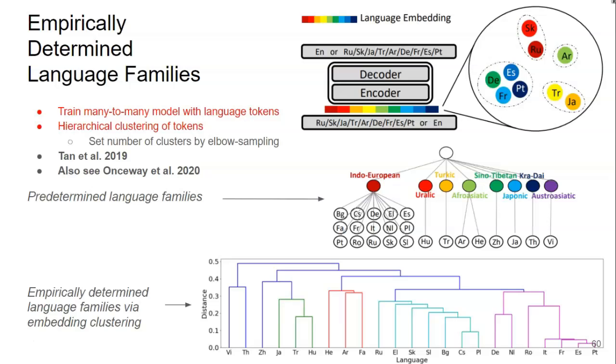Thereafter, with the embeddings learned for these language tokens, they did hierarchical clustering of tokens, where the number of clusters is set by elbow sampling. By setting the number of clusters, you essentially set the number of language families you are trying to learn. Now, if you look at the figure in the middle, you can see some predetermined language families according to linguistic knowledge. On the other hand, Tan et al. empirically determined language families via their embedding clustering mechanism, and these language families are shown in the figure below, coded according to different colors. There is also work by Multiway et al. on a similar topic, and I encourage you to look it up as well.